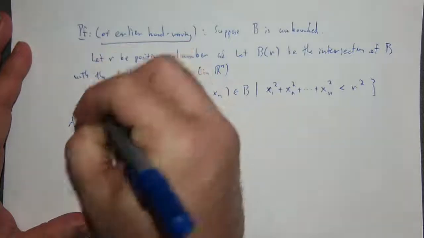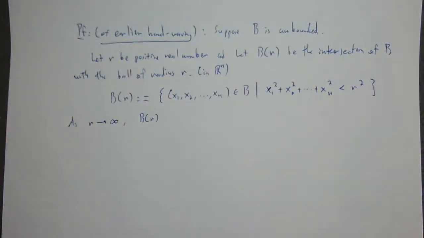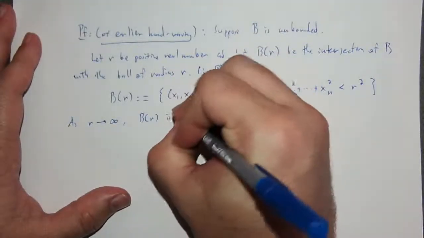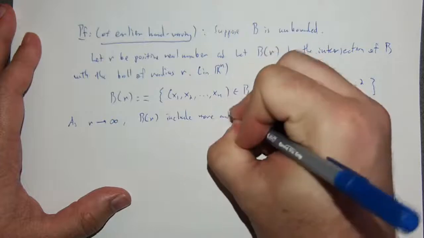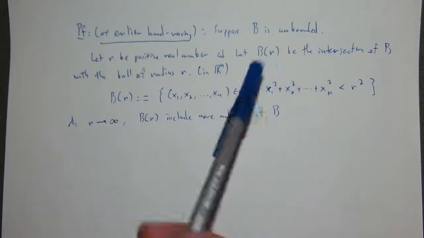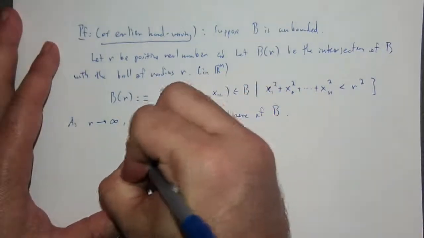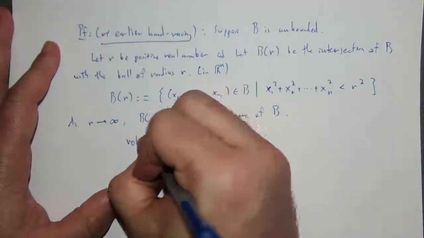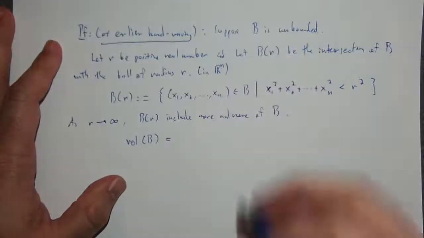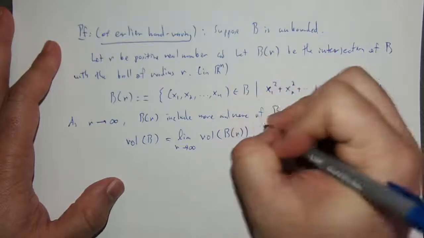So as R goes to infinity, these sets B of R include more and more of B, right? Because these B of R's are formed from an intersection with B. So any point in B of R is necessarily in B, and as this radius increases, you're naturally getting more and more of this. Okay. So the volume of B can be thought of as the limit as R goes to infinity of the volume of B of R. Right.